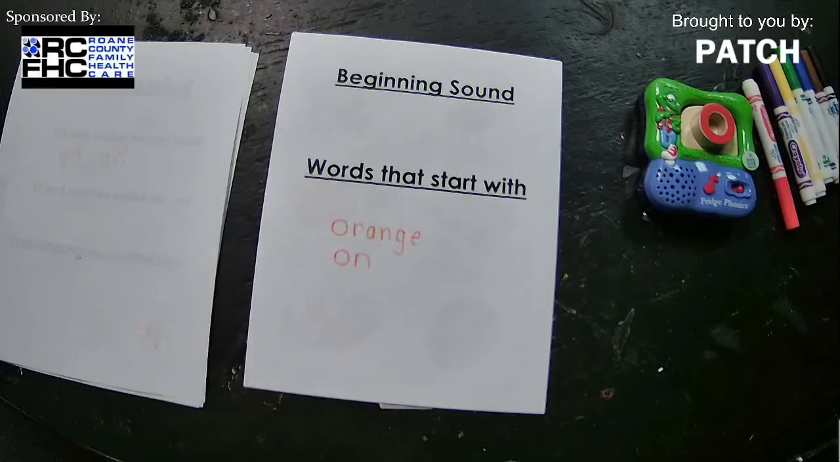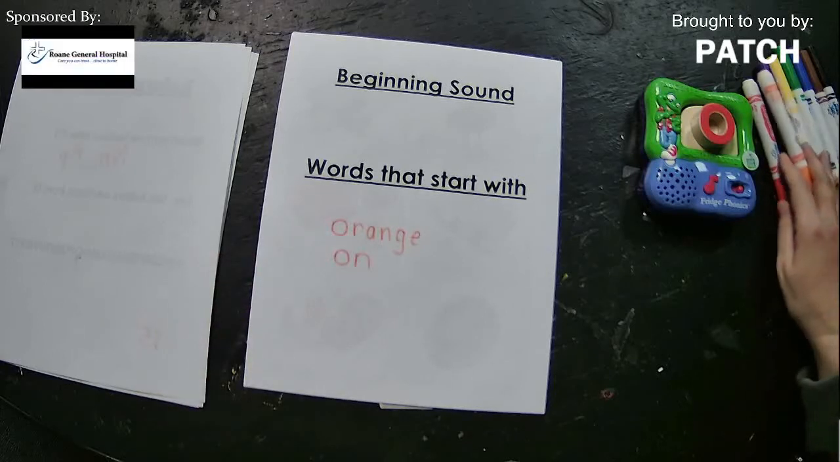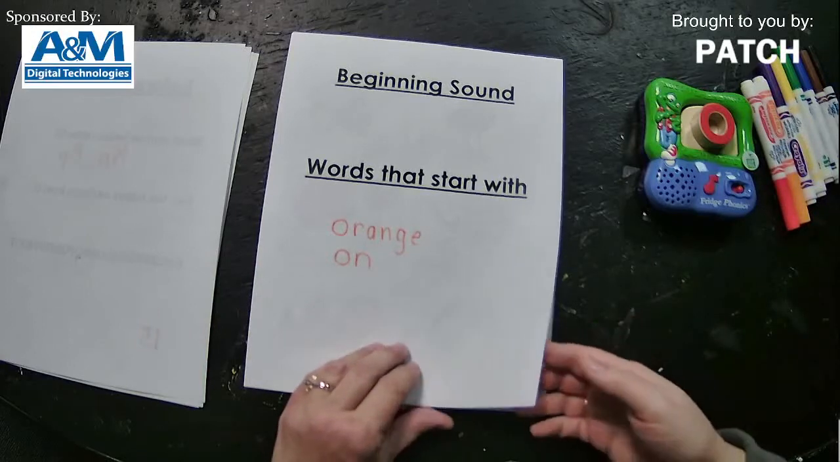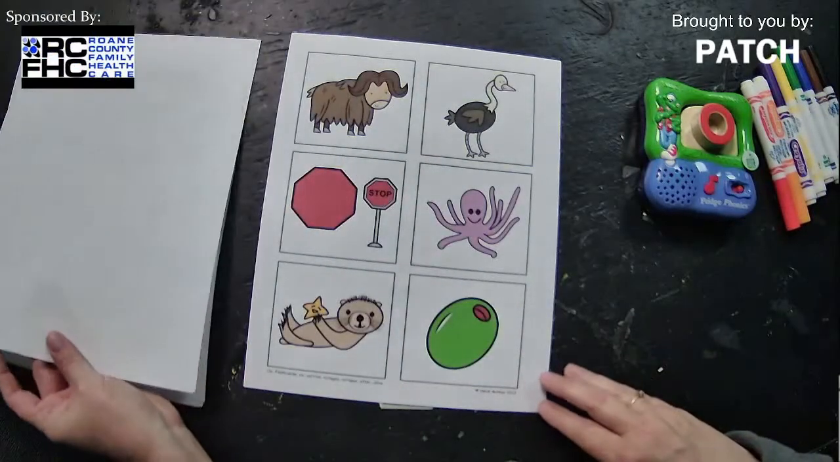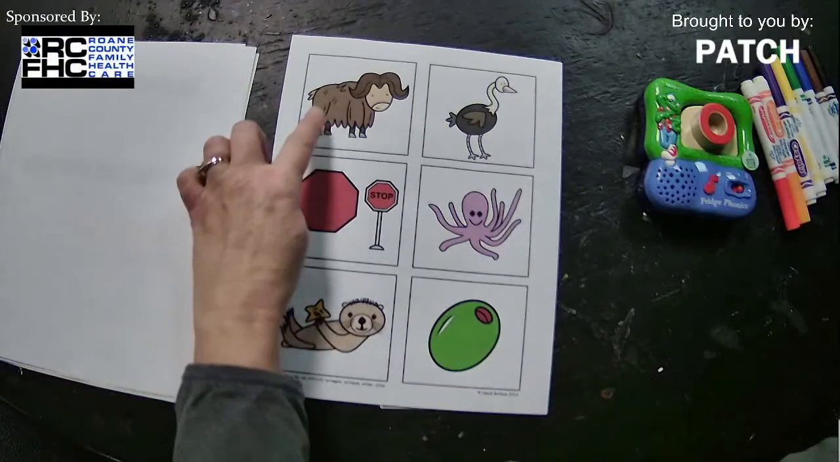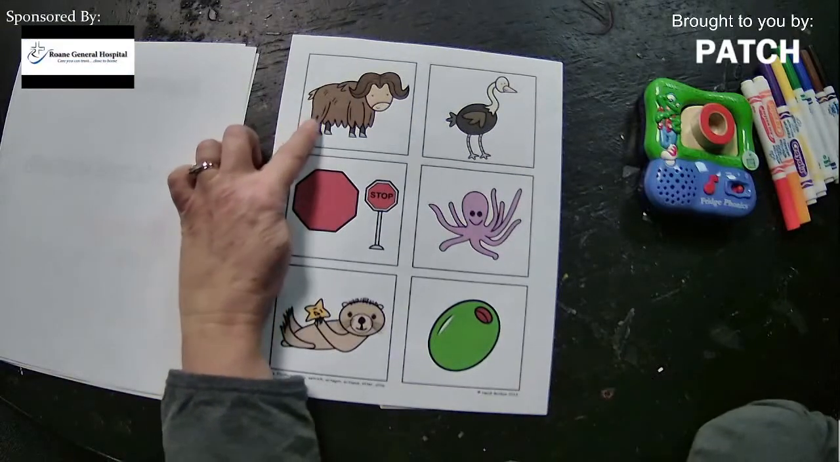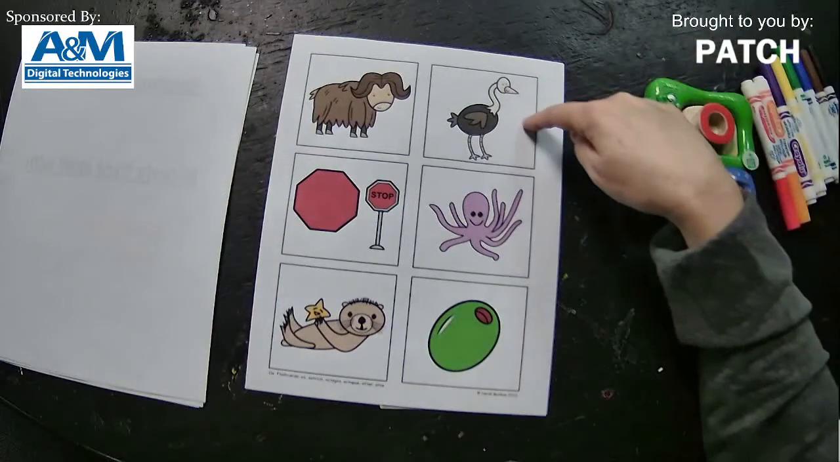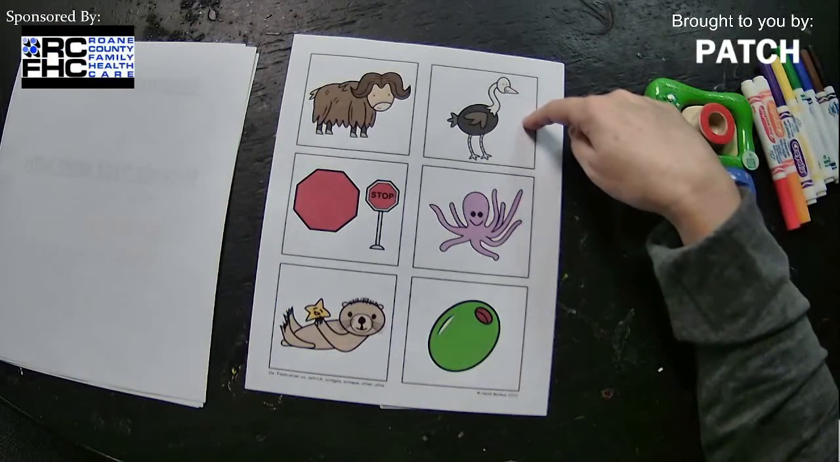Okay. Let's move on. If we have a hard time thinking of some O words, I happen to have some flashcards with O pictures on them. You ready? Do you know what this is right here? That's right. That's an ox. O-X, ox. Then we have an ostrich, right?